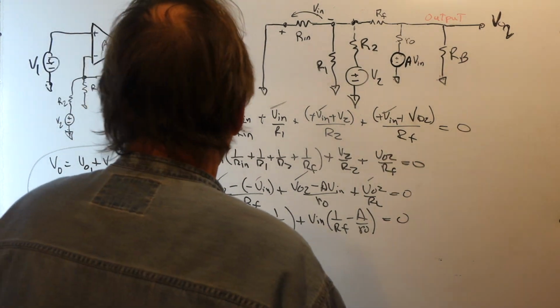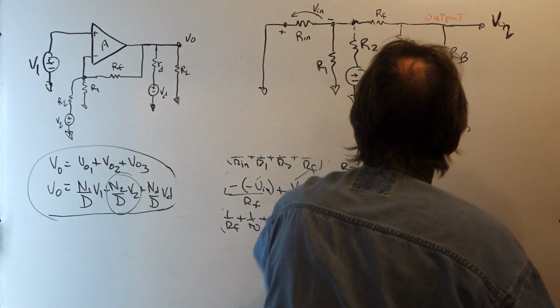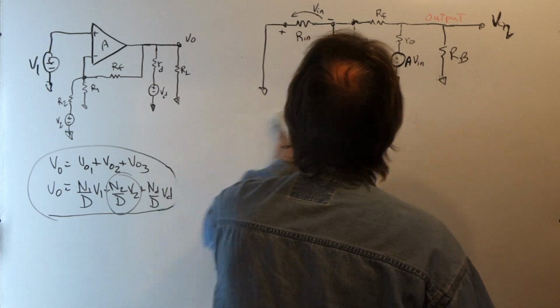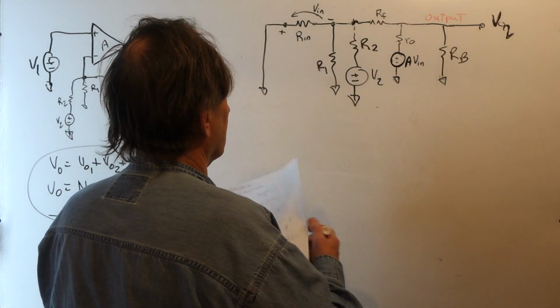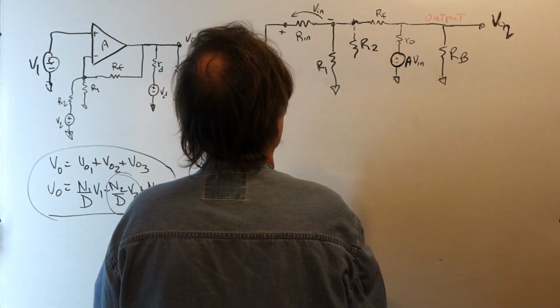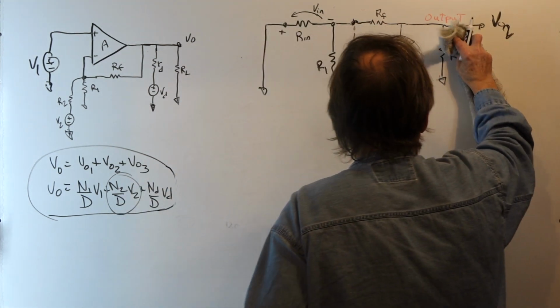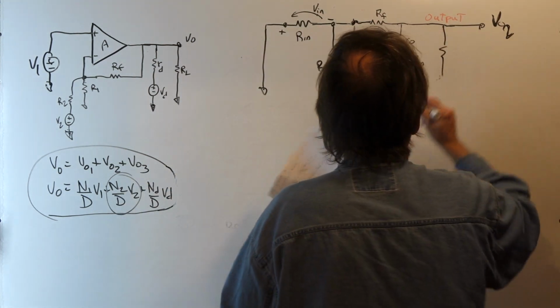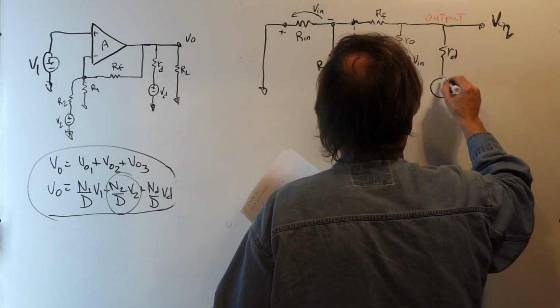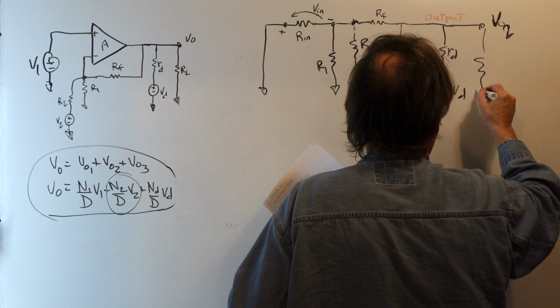Now, the last one is we activate VD and kill V2. So we kill V2, replace it with a short, and if we activate VD, we have RD, VD, and RL.